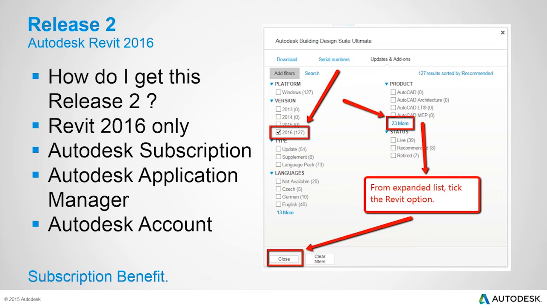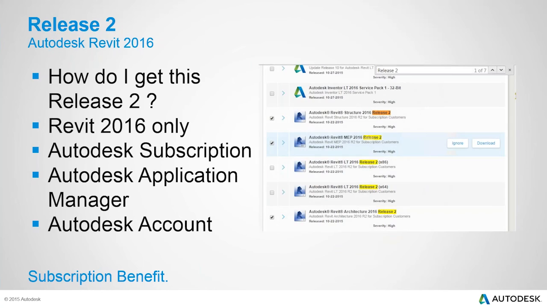Now once you've done that, that has applied the filter, and then you should have a much shorter list of products and add-ons and enhancements that you need to go through. So this is how you can find your Release 2 for your Autodesk Release 2016.